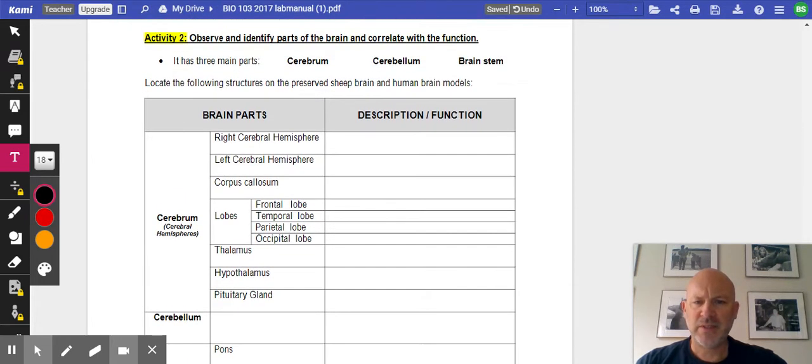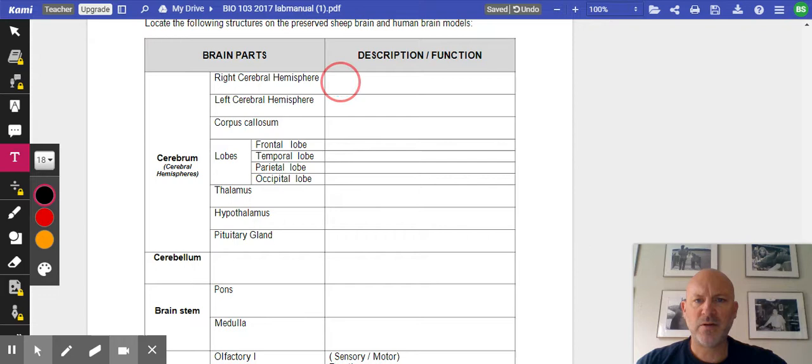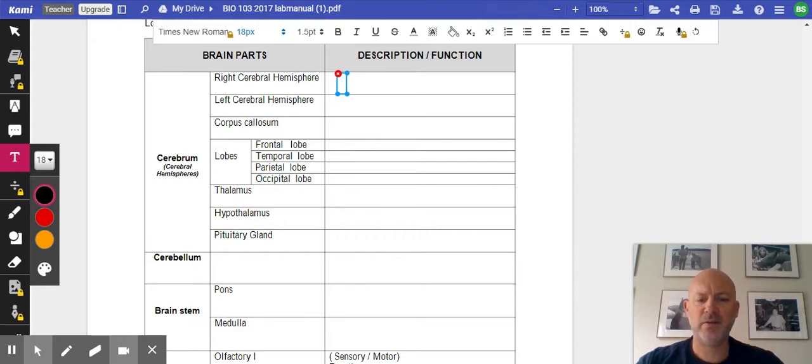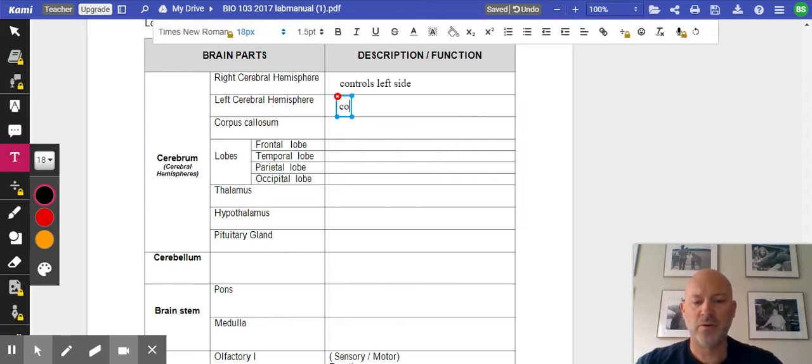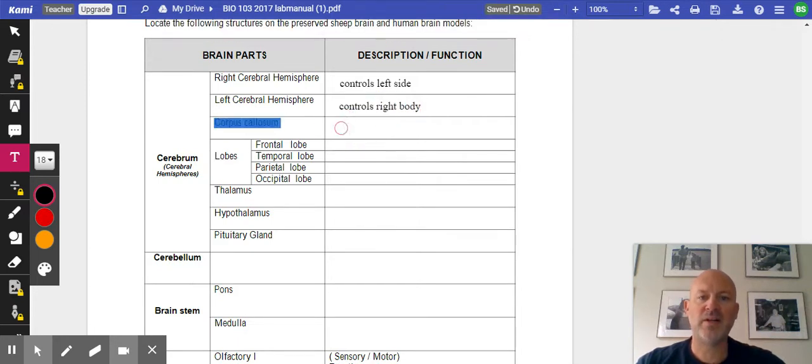All right, so what could we say here? The right hemisphere controls the left side of the body, and the left hemisphere controls the right side of the body. Corpus callosum connects the two hemispheres, right?